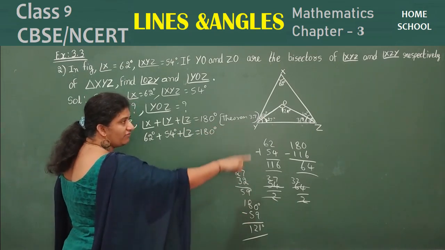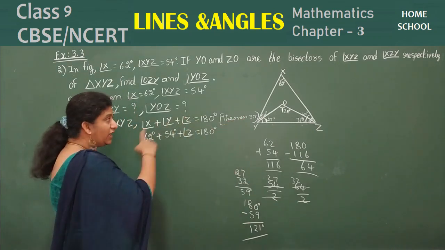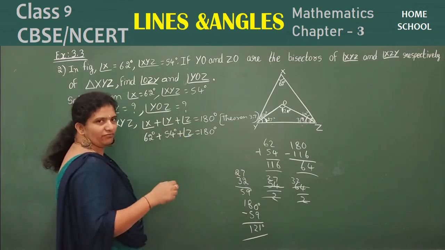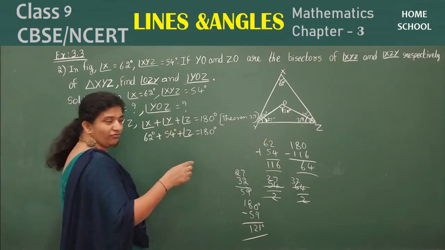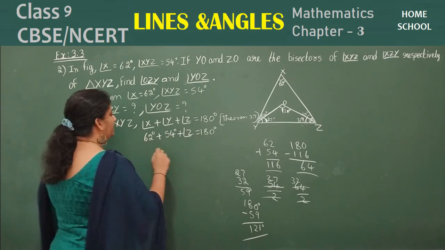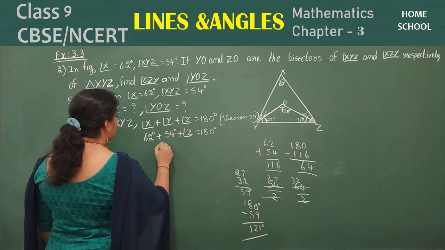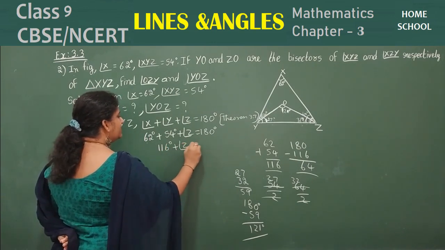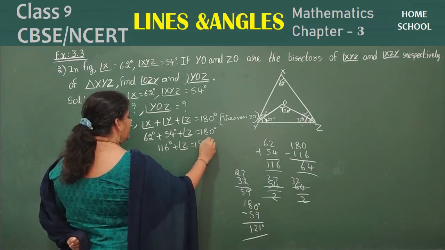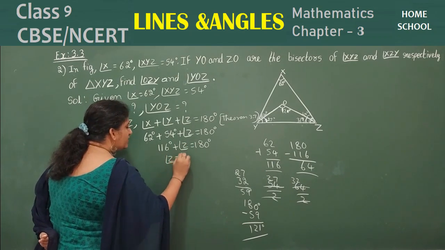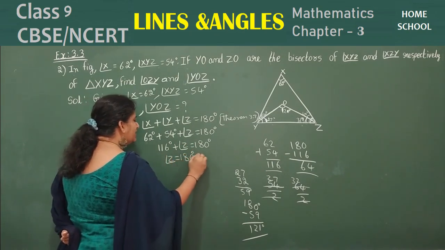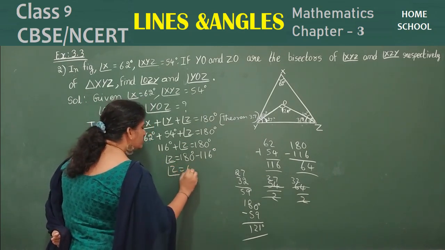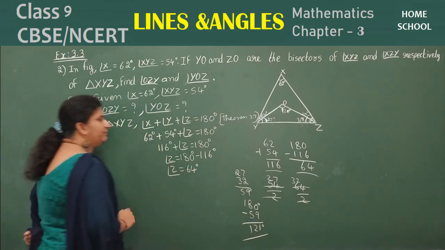Whatever we have written on the figure, children, while you are doing this, you can erase that and do it. Otherwise, you will be confused about what is given and what we have to find. So now, add these two, it will be 116 degrees plus angle Z is equal to 180. Angle Z is equal to 180 degrees minus 116. Angle Z is equal to 64 degrees.